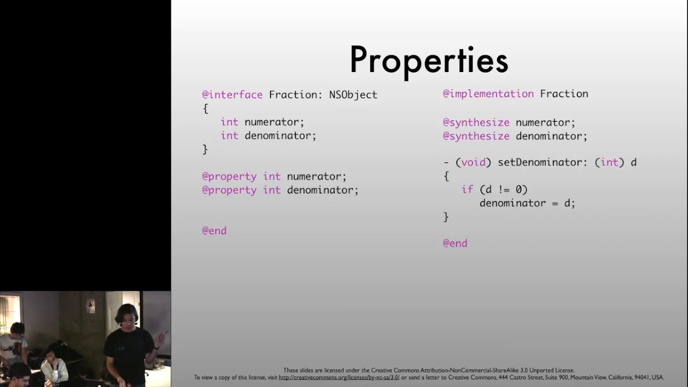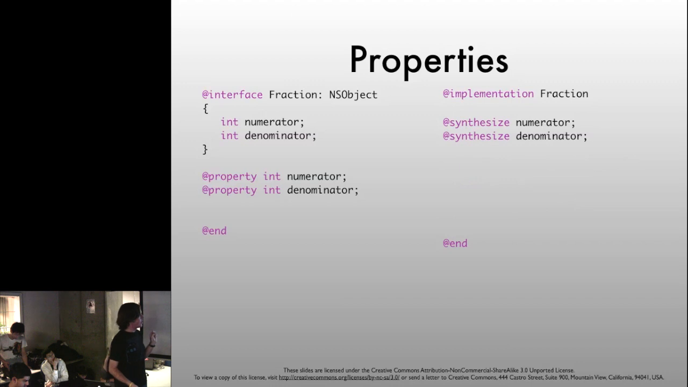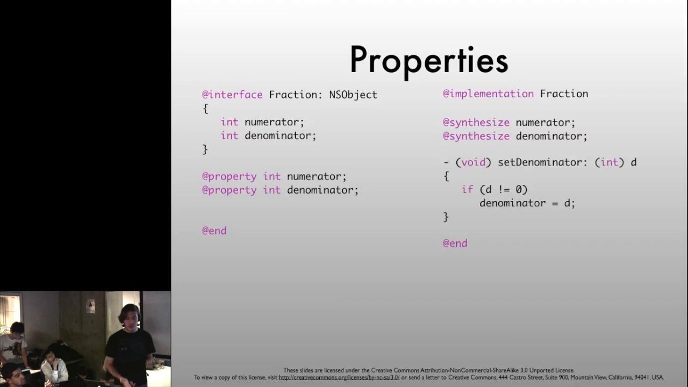One problem with this, though, is I kind of gave it away there. The default synthesize will set the value blindly, and in the case of the denominator, we don't want it to be 0. So we can actually provide our own implementation for the method if we want. In this case, since we've provided a method setDenominator, the synthesize won't write one for us because it sees that there's one already defined. But it will write the getter for us.